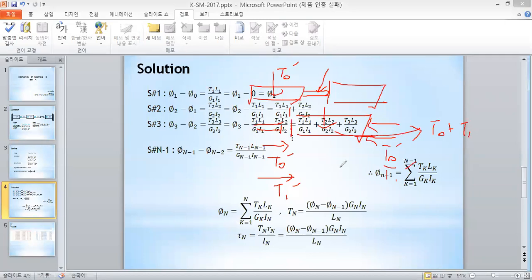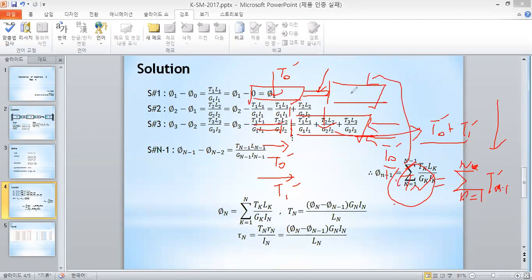Now we know that if it keeps going on like this, Tn would be the summation of Tn minus 1 prime, going from 1 to n, and this is the real torque that is applied to the shaft.